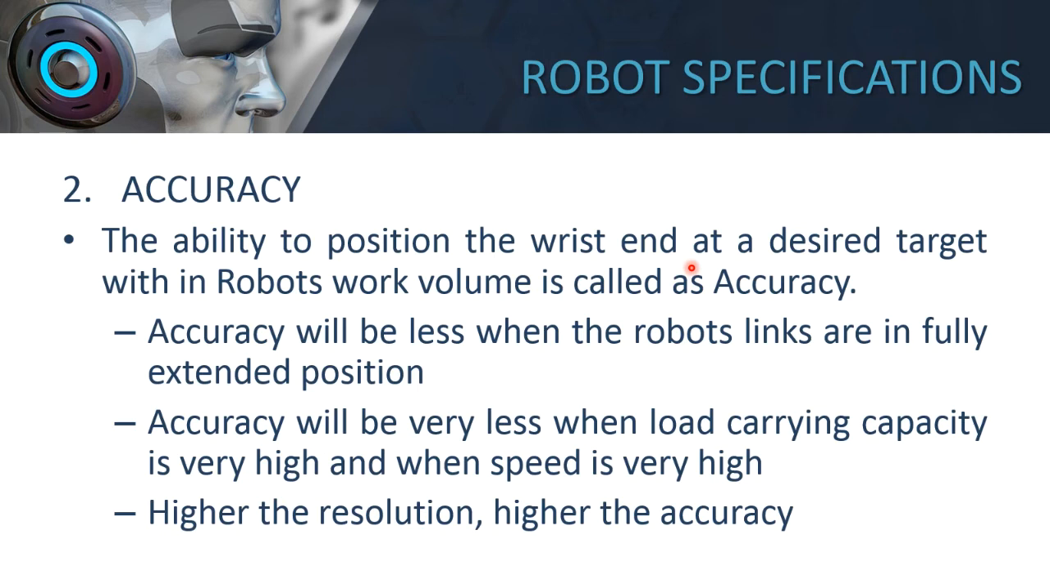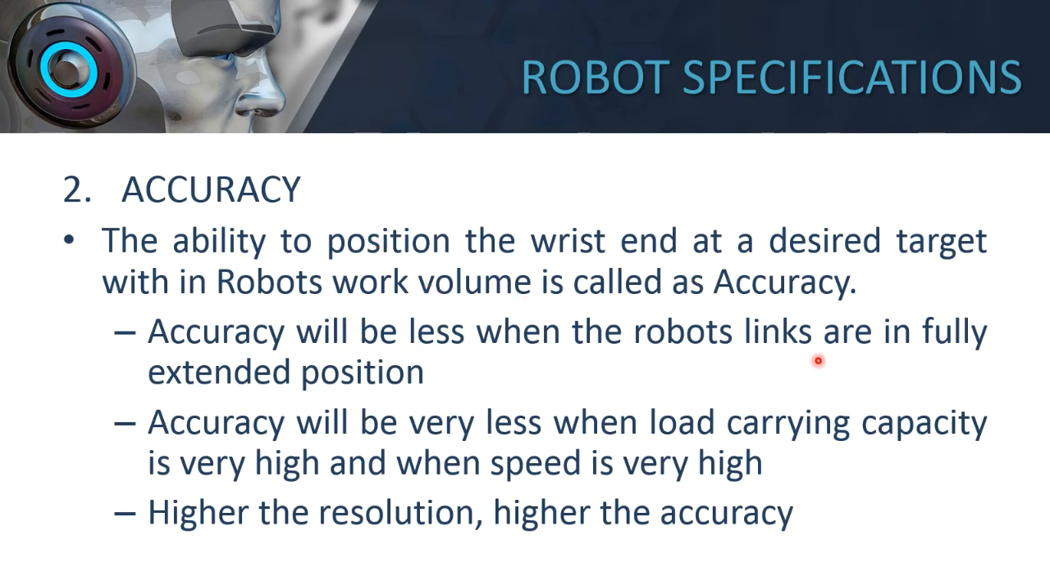If your hand does not reach the target point exactly, but reaches somewhere beside the target point, you will not be able to pick up the chocolate. So that means if the accuracy is not present, what will happen? You cannot execute the task. In the same way, accuracy in a robot is very much important.